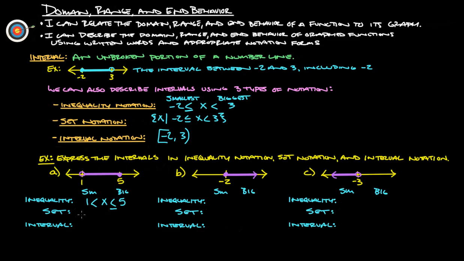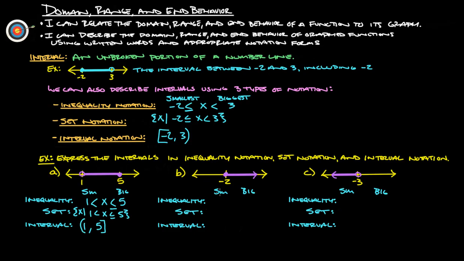Set notation, remember the same exact thing, just with brackets: x such that, and then we copy this down. 1 is less than x, which is less than or equal to 5. And there's our set notation. And then interval notation, start with the smallest, which is 1, then a comma, and we go to the biggest, which is 5. If it includes it, it gets a square bracket, so 5 is included. It does not include 1, so it gets a round bracket.